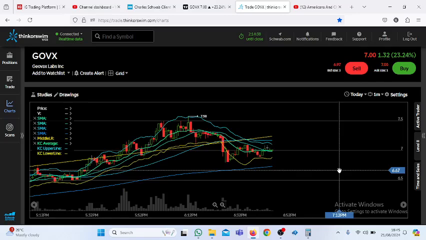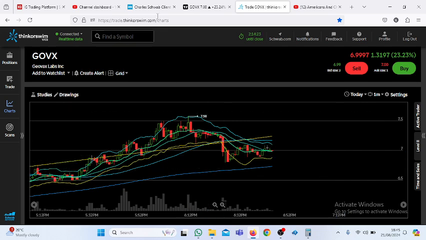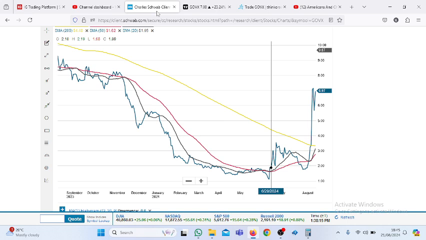Strength has returned again to GOVX stock. The stock is up 23.24% in the regular session of today, the 21st of August 2024. You know very well that the stock has just not stopped spiking. The spike began on the 6th of August. This is the 16th trading session since that time.